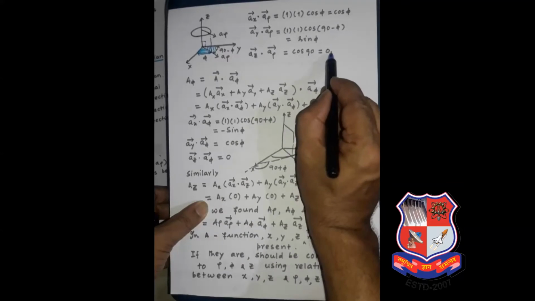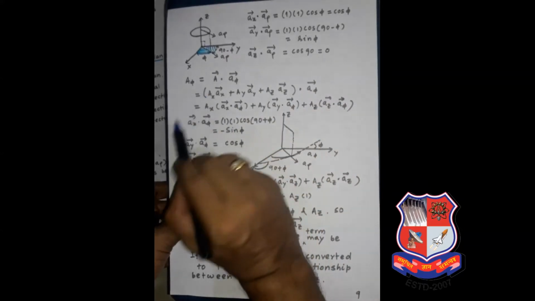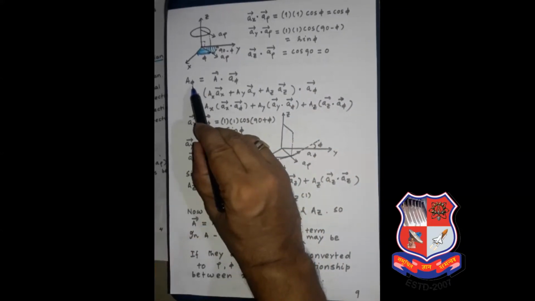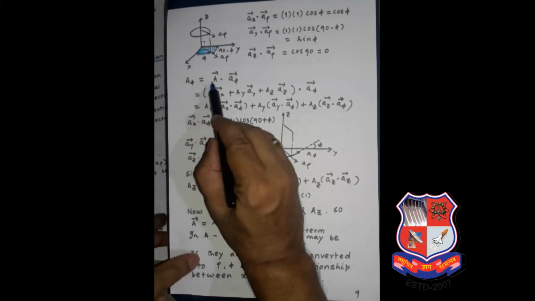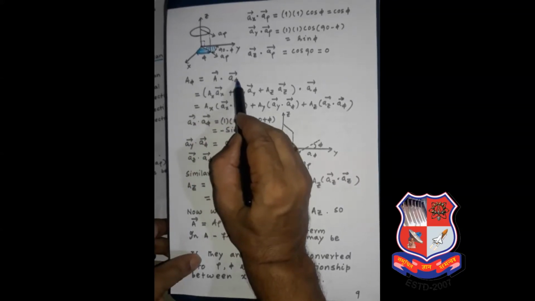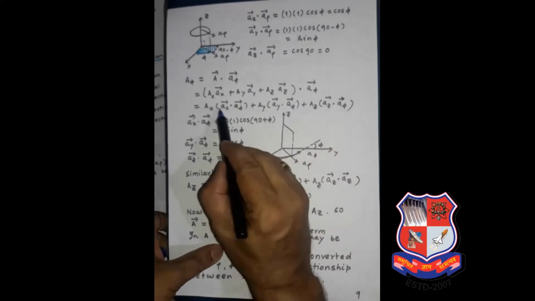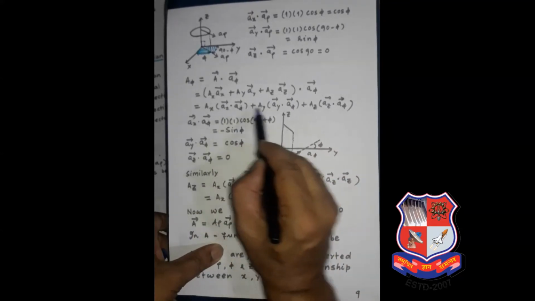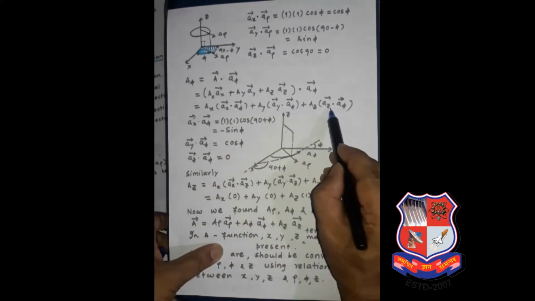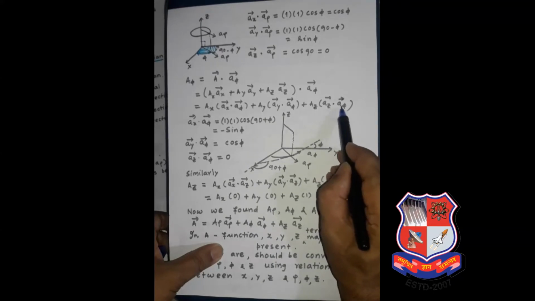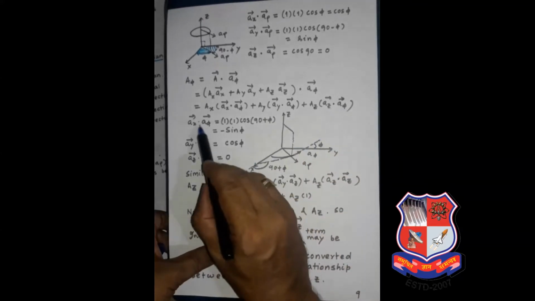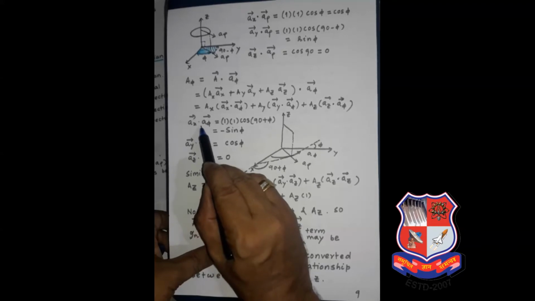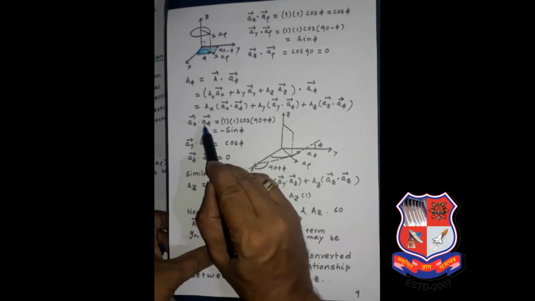So cos of 90 is 0. Similarly, to find out the a phi, we need a vector dot a phi. In the same way we can expand. Here we are getting ax dot a phi, ay dot a phi, az dot a phi. To find out ax dot a phi, we need the angle between x direction and phi direction.